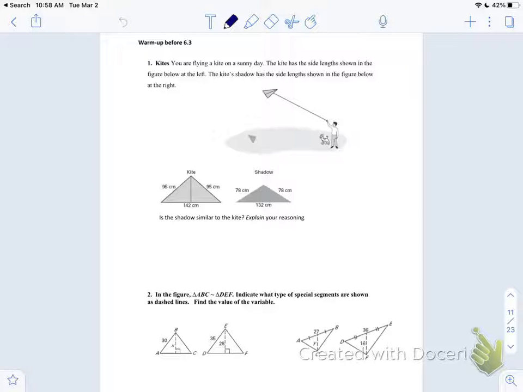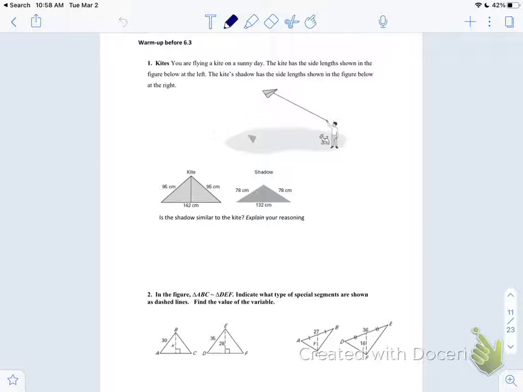Okay, for this video we're going to do the 6.3 notes, but I'm going to include this warm-up in the notes as well. I like this kite problem. You have a kite, and then below it you have the kite's shadow. The question is, are these two shapes similar? So we've got to look at the ratios.